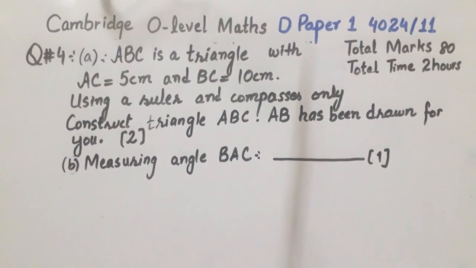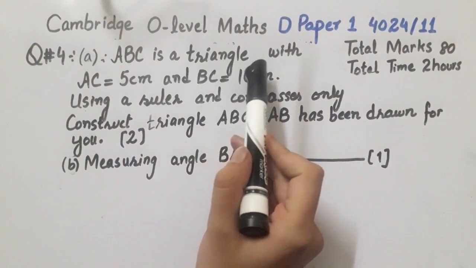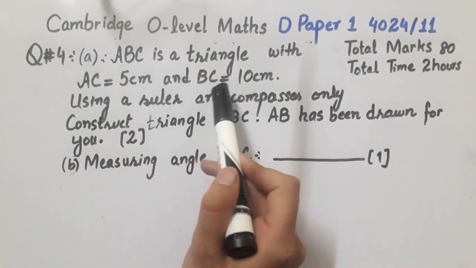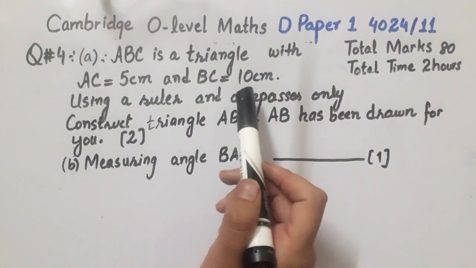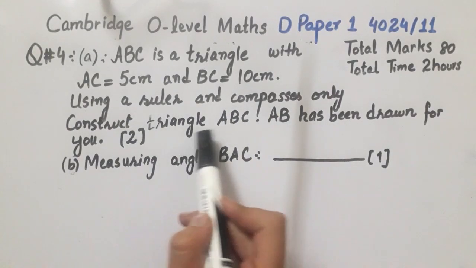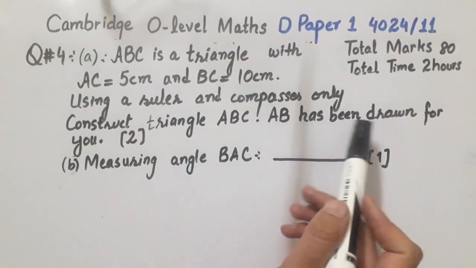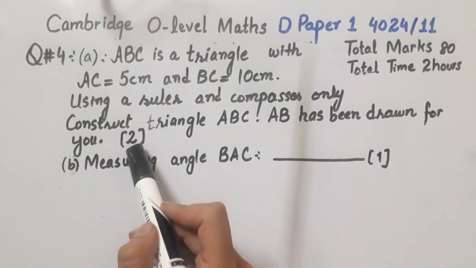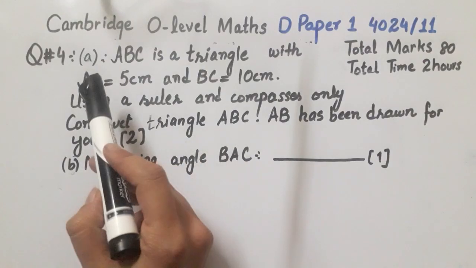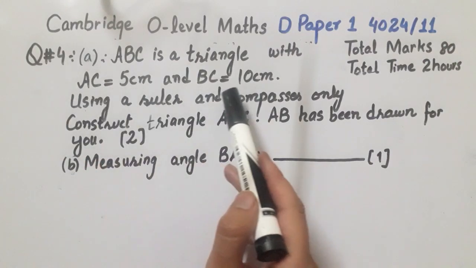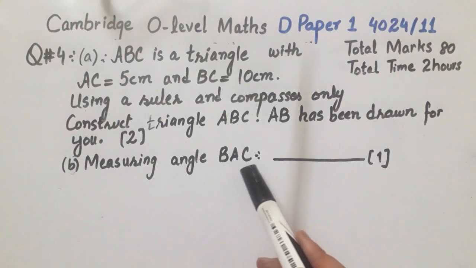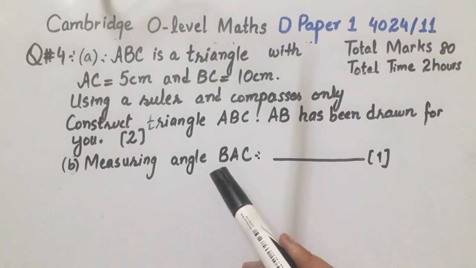Now question number 4: ABC is a triangle with AC equal to 5 centimeters and BC equal to 10 centimeters. Use a ruler and a compass only. Construct a triangle ABC. AB has been drawn for you. AB is already given in your question paper. You have to just take AC and BC and also measure the angle, that is BAC. Now we will solve this question.